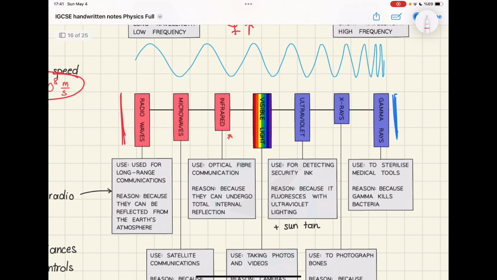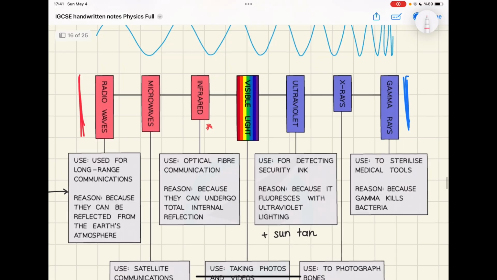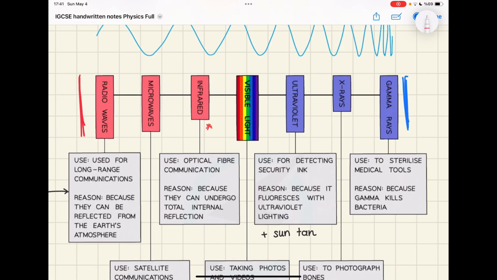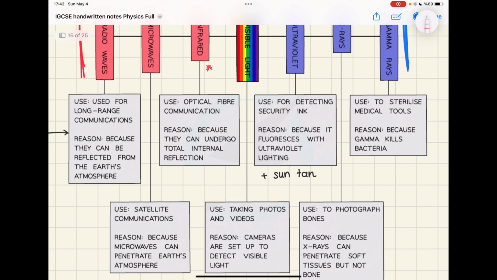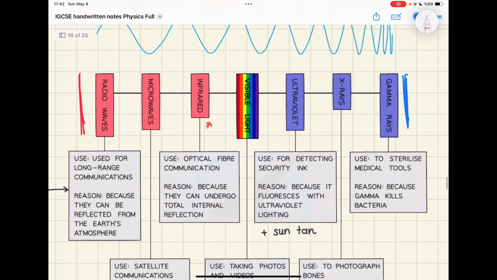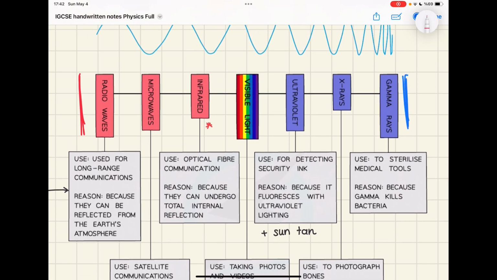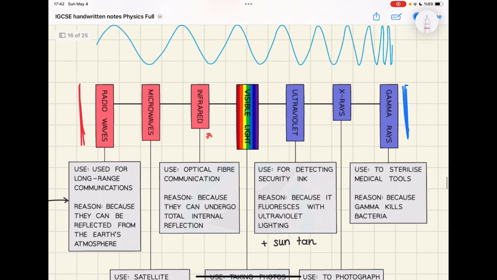So radio waves are used for TV and radio. They are used for long-range communication. The reason is that they can be reflected from the Earth's atmosphere, so it's similar to total internal reflection. Microwaves are used for satellite communication. The reason is that they can penetrate Earth's atmosphere, because they have higher frequency than the radio waves and shorter wavelength. Infrared is used for optical fiber communication. The reason is that it can undergo total internal reflection.